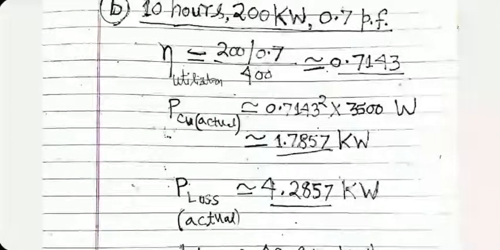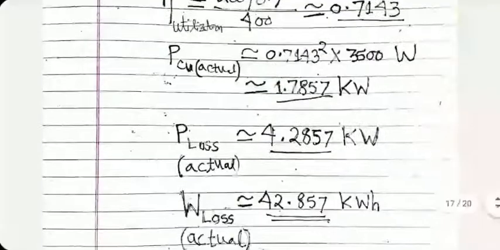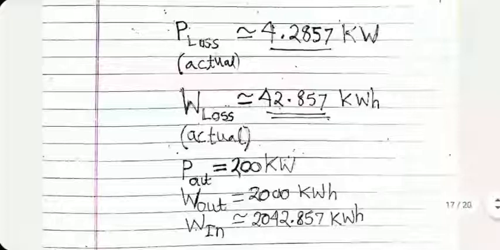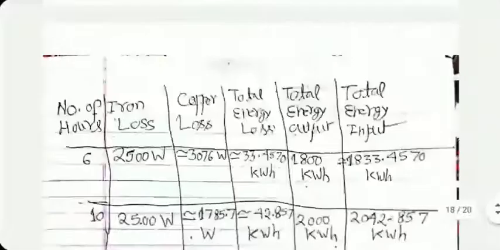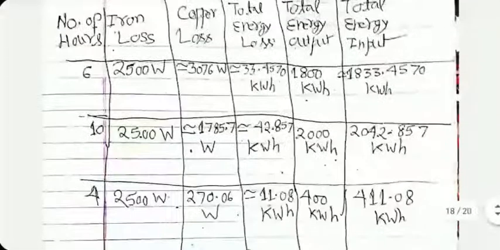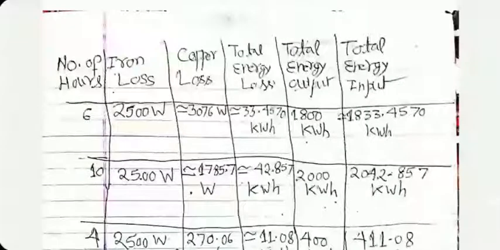And then add it to the iron loss to get the actual full loss. And repeat the calculations again. In this case, output energy turns out to be 2000 kilowatt hour. Input energy turns out to be 2042.857 kilowatt hour. So I plugged in these two calculations in this table.